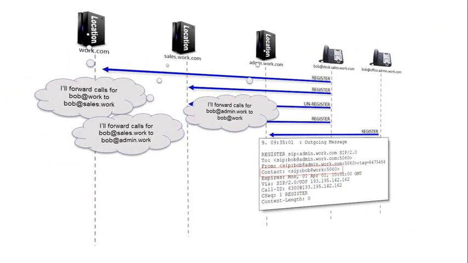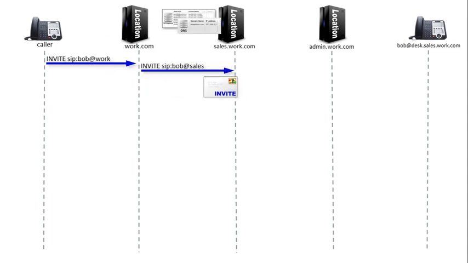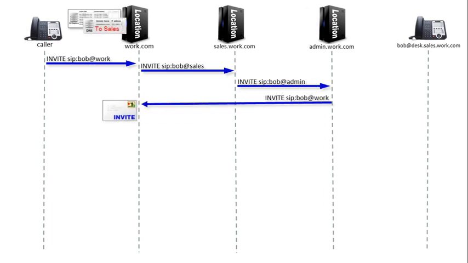When someone calls Bob at work, the work location server does a lookup which resolves to the sales server, so proxies onto sales. In turn, the sales server lookup resolves to the admin server, so it proxies on there. But now, because of Bob's poorly executed registration, the admin server resolves not to the admin office phone, but back to work.com, taking the request back to the work.com server.